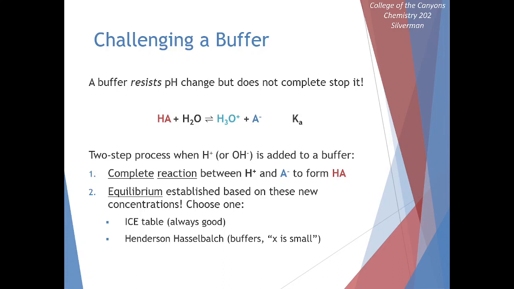If we want to deal with this quantitatively, we want to break our calculation up into two different steps. First, we can think about stoichiometry, a complete reaction between our strong acid or base and our buffer system. Step 1, what reaction can occur? Step 2, once we do a complete reaction, then we can establish our equilibrium based on those new concentrations. This is purely a mathematical trick to make our calculations and our lives easier, so it is the way I recommend solving these problems.